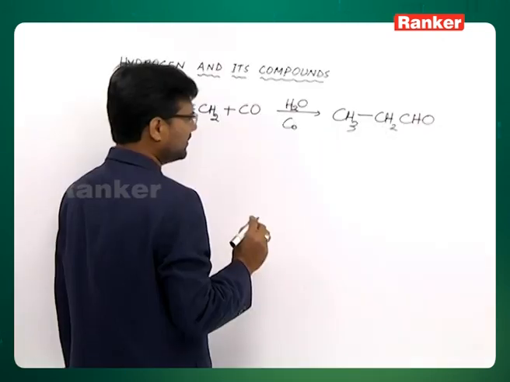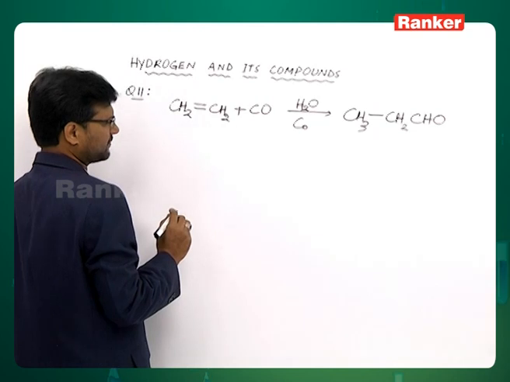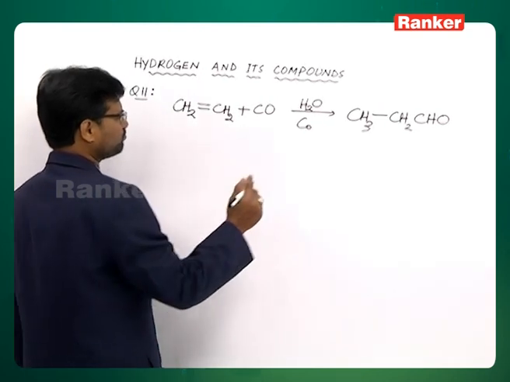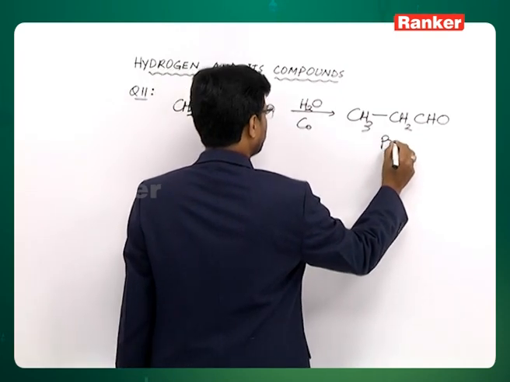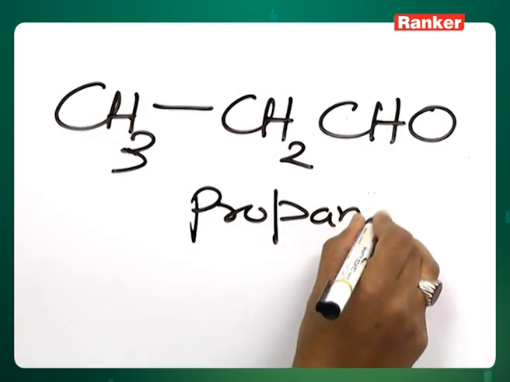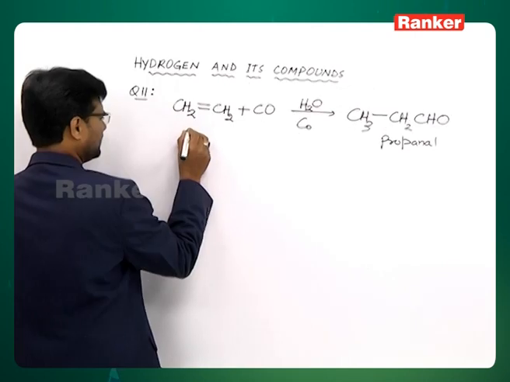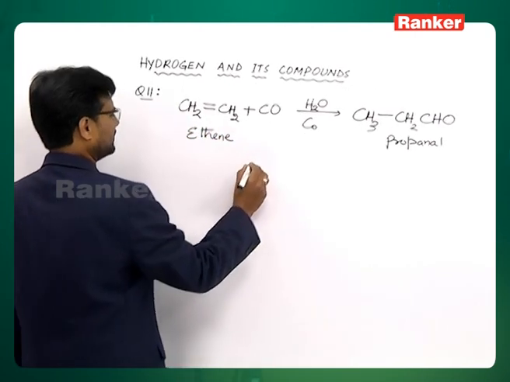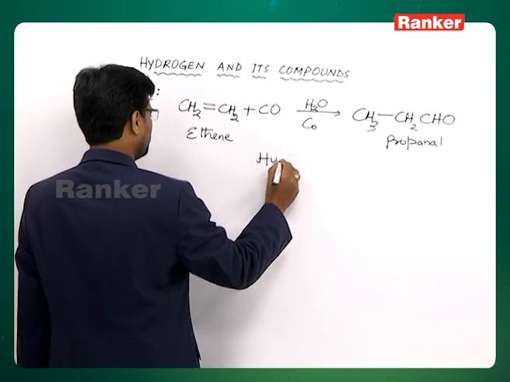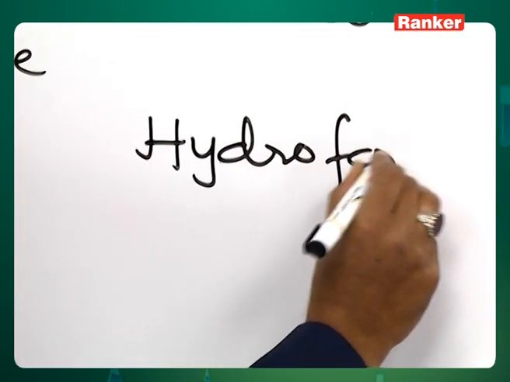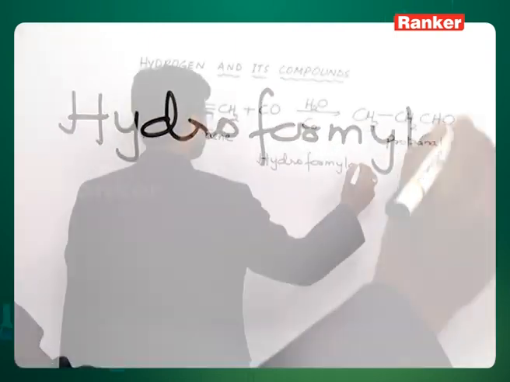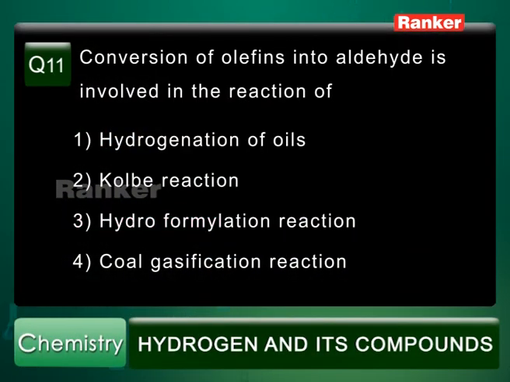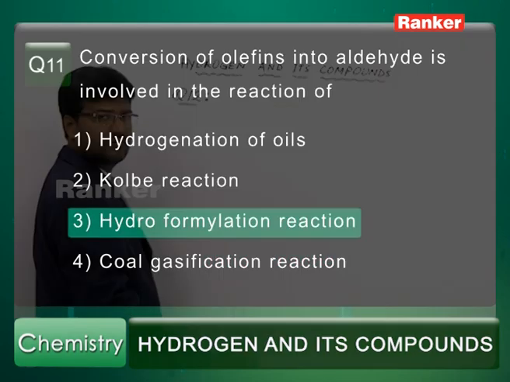This is called hydroformylation reaction. The product is propanal. The reactant is ethene. It is called hydroformylation. Propanal is an aldehyde. So the correct answer is third option.